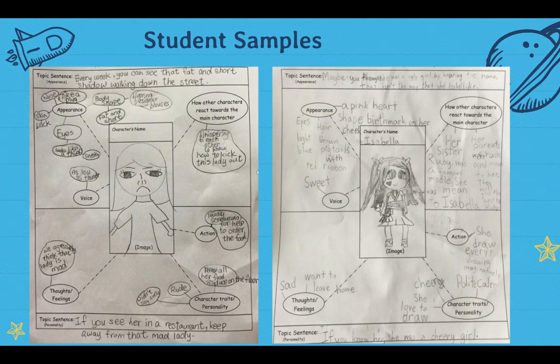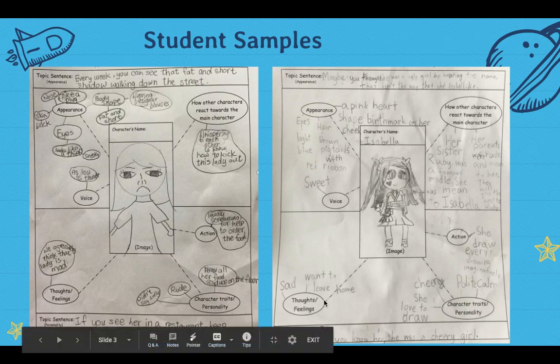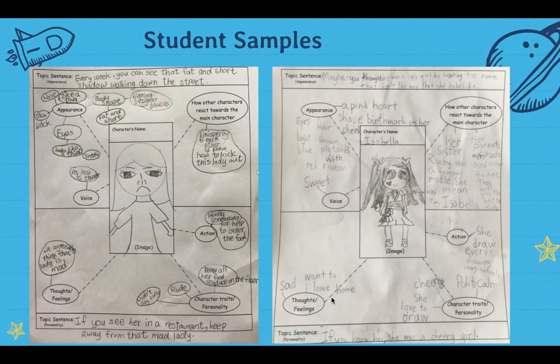The plan on the right side shows good use of adjectives and explanation. For example, light blue eyes, brown pigtails with red ribbon. Nice description. The bubbles in the box of personality show that Isabella was so sad that she wanted to leave her home. That would be a nice explanation why Isabella was sad.